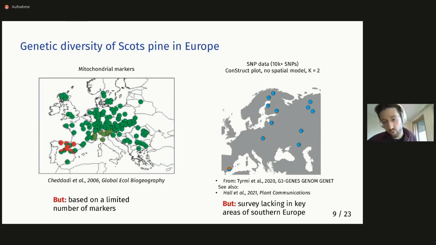There have been also other studies, such as Allele et al. in 2021, but both these studies identify the same patterns of very low genetic structure across populations of Scots pine in Europe, but they haven't actually surveyed the populations in the glacial refugia, except for the Spanish population. So we still lack a good picture of these populations.